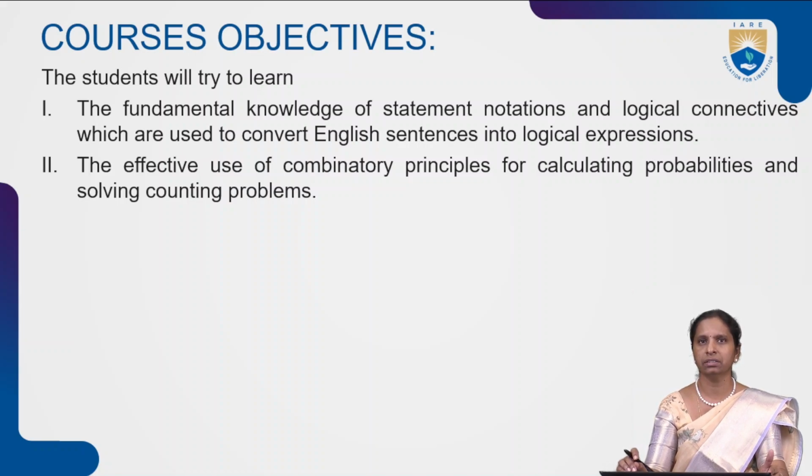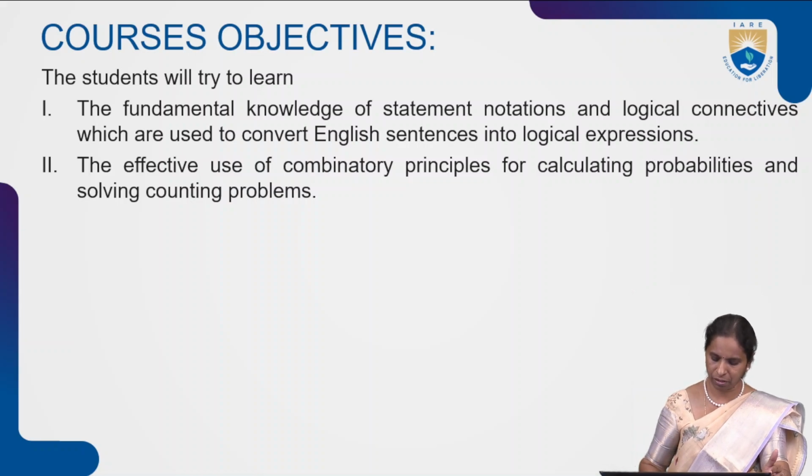The second one is that the students will learn the effective use of combinatorial principles for calculating probabilities and solving counting problems. For example, in some applications, we require the probability of the chance of an event. If you want to find that probability, then you can use the combination topic. Similarly, if you want to count the number of occurrences of the event, then also you can use this probability and combination concept.